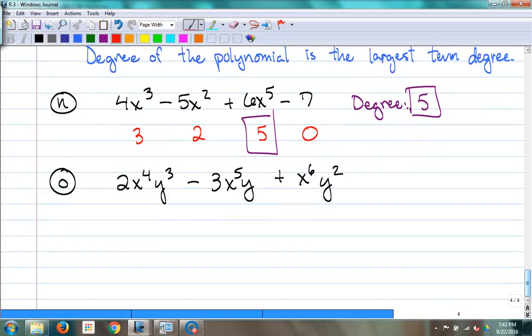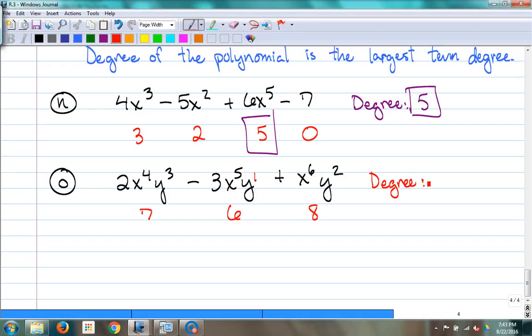What's the degree of the first term? 7. 4 plus 3, 7. The degree of the second term? 6. 5 plus 1. There's a 1 on that y, so that's where the 6 comes from. The degree of the third term? 8. 6 plus 2 is 8. The degree of the whole polynomial, the biggest one, 8.